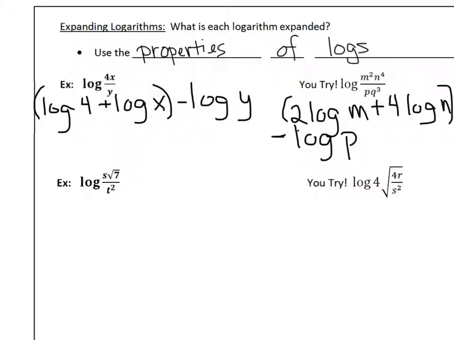But p is not the only thing in that denominator. There's also a q to the third. So we're going to have another set of parentheses here. So log p, since it's being multiplied by q to the third, that's going to mean addition. The 3, since it's an exponent and we're expanding, it's going to come out front. And then log of q. And again, the biggest thing is you do need to have parentheses around the first part and around the second part, because you want all of this being subtracted by all of this.